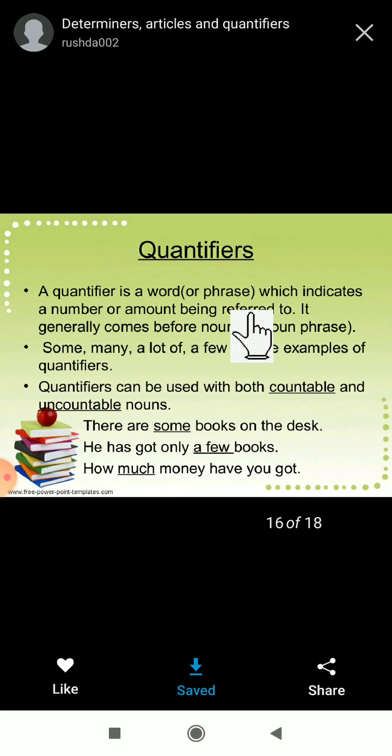Now quantifiers. A quantifier is a word or phrase which indicates the number or amount being referred to, and it generally comes before a noun or noun phrase. Some, many, a lot of, a few are examples of quantifiers, and they can be used with both countable and uncountable nouns. For example: there are some books on the desk, he has got only a few books, how much money have you got? These words are called quantifiers.